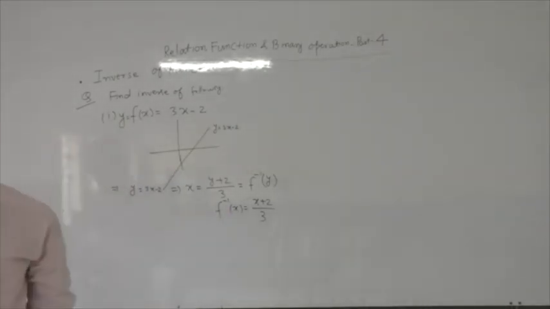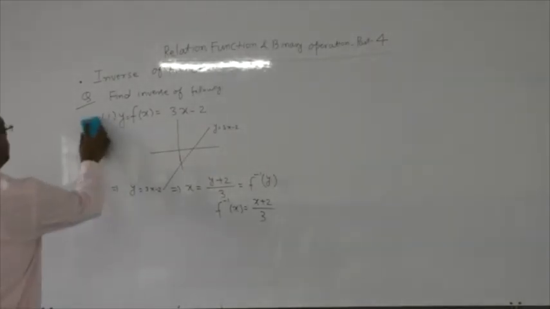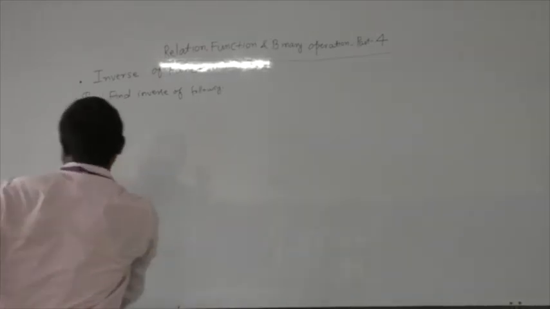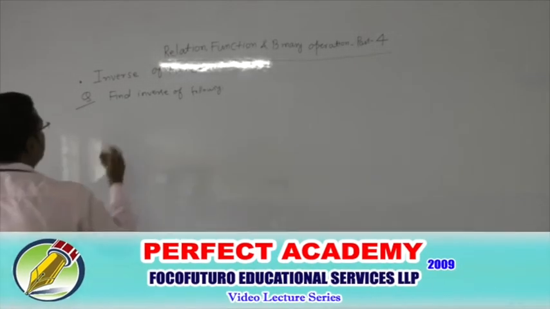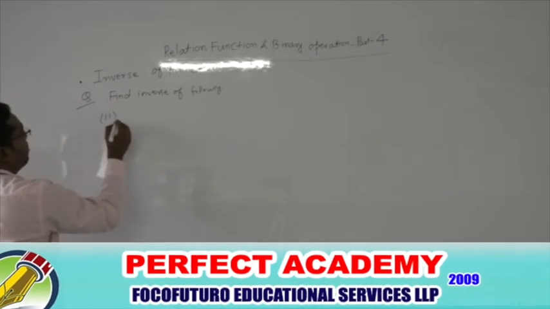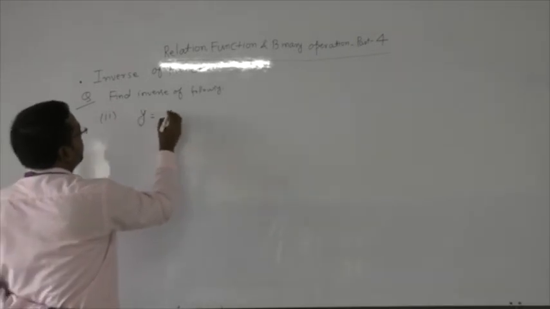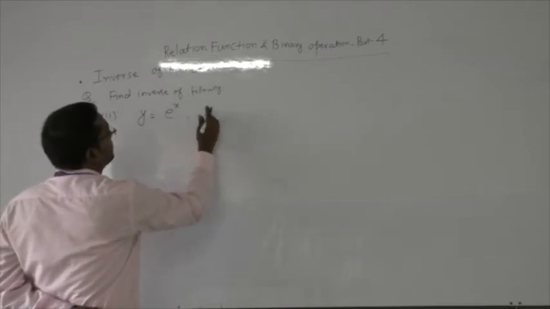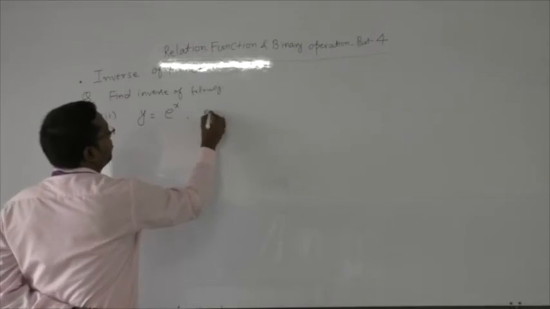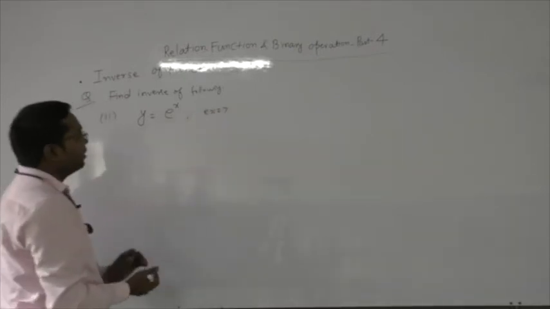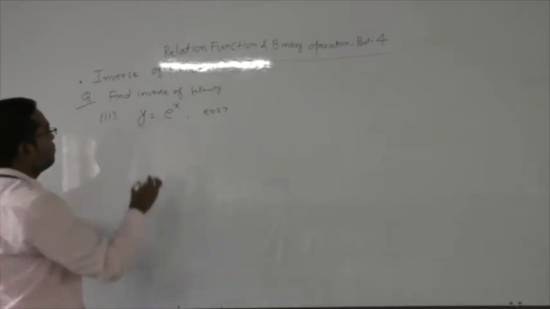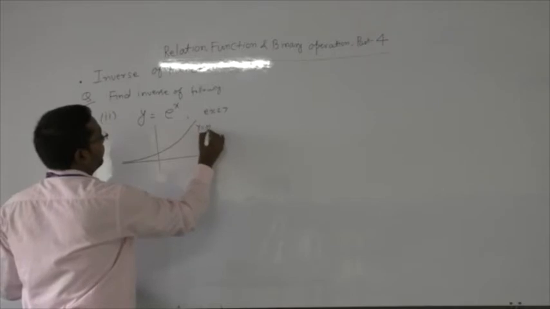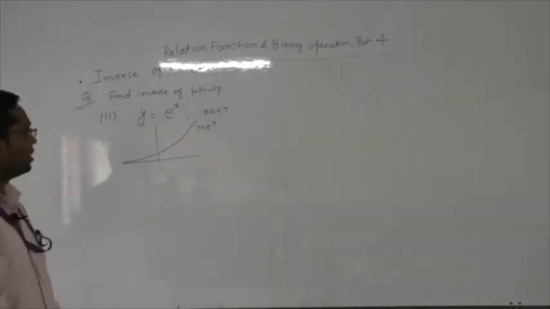Let's see the next question. We have to find the inverse of this: y equals e to the power x, where e is a constant that we know the value of, approximately 2.7. This is again a one-one onto function. Why? Because the graph is like that. So this is a one-one onto function.